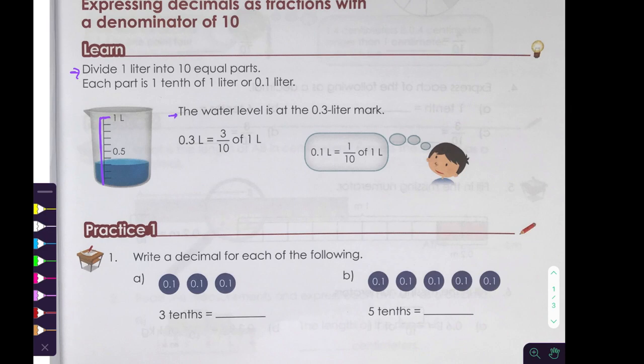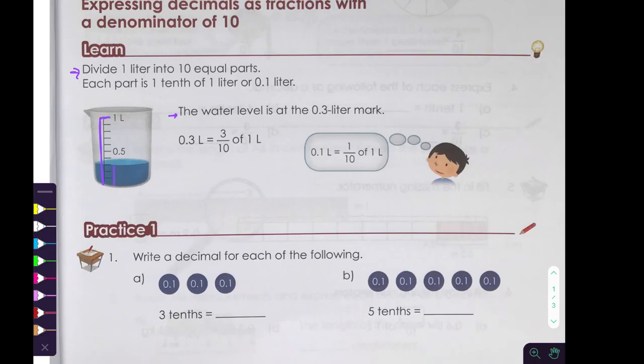The water level is at the 0.3 liter mark. Let's see, what does that mean? 0.3 liter mark? Okay, let's see. 1, 2, 3. Yes, that's correct. The level is here, and I counted again. 1, 2, 3. That's correct. So the level is 0.3.